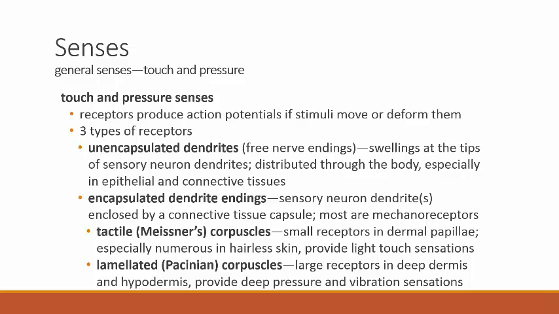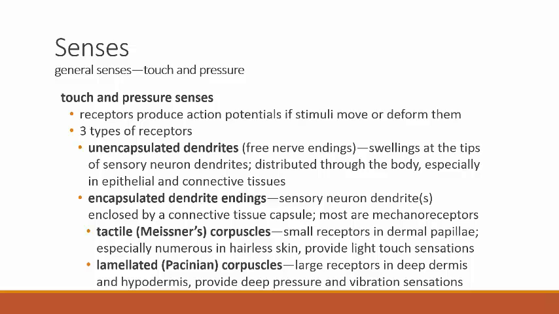There are three receptor types that can help to produce the touch and pressure senses, and they're all stimulated by movement or deformation of the receptors in some way. So these are mechanoreceptors that do this kind of work.